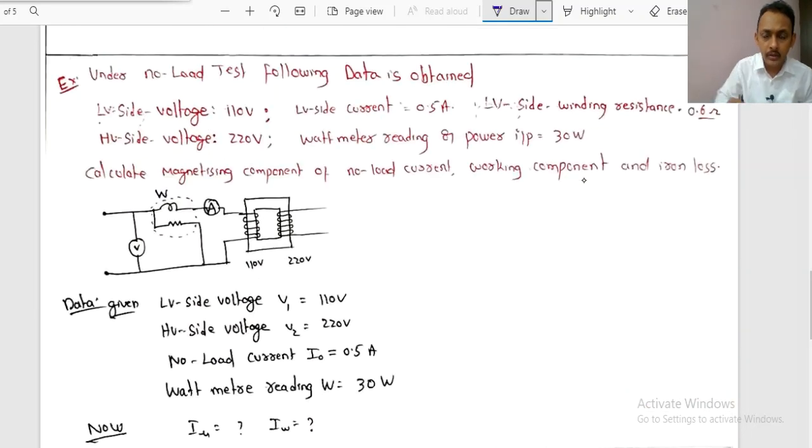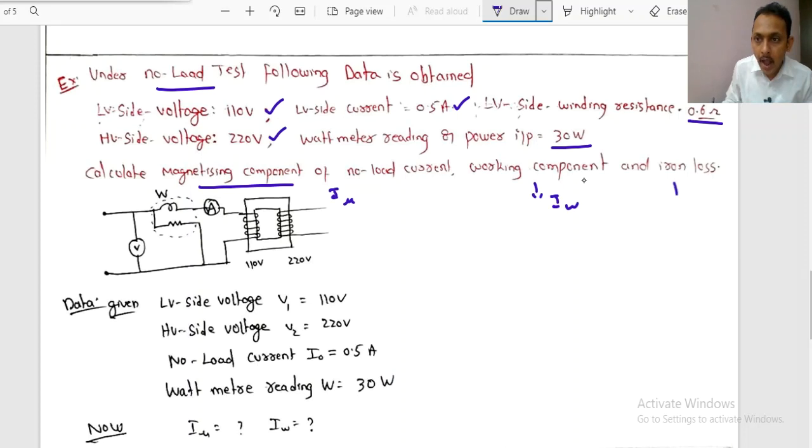Now let me consider a small example. Based on the test data, if the no load test is performed, the following data is obtained. The LV side voltage is 110 volts, HV side voltage is 220 volts, LV side current is 0.5 amps, low voltage side resistance is 0.6 ohm, and the wattmeter reading is 30 watt. Calculate the magnetizing component of no load current and working component and iron losses, right?